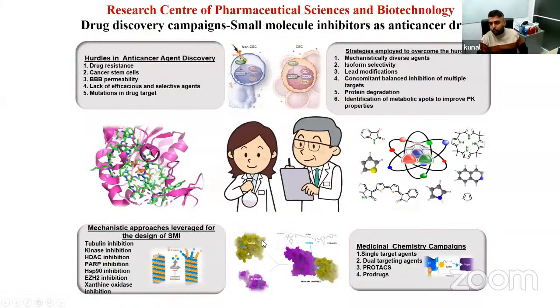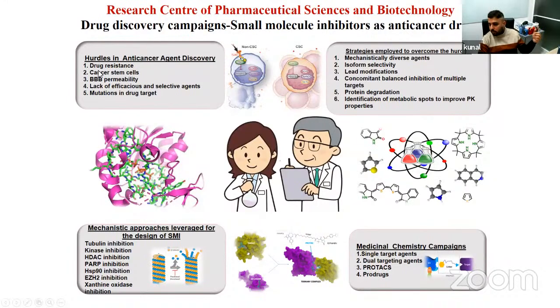And this is what we are actually doing and what strategies we are following in our lab. I told you we are working in the area of anti-cancer drug design. These are some of the hurdles which we have faced, and we are constantly striving hard to make sure these issues can be resolved. Drug resistance, irrespective of the target we are working on. I'm presenting it in a very generalized view, what hurdles we face in the field of small molecule anti-cancer agents.